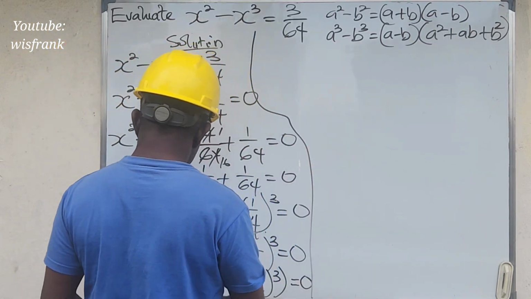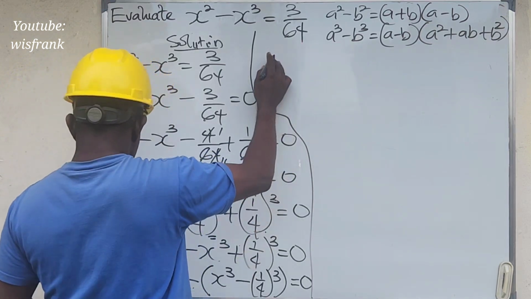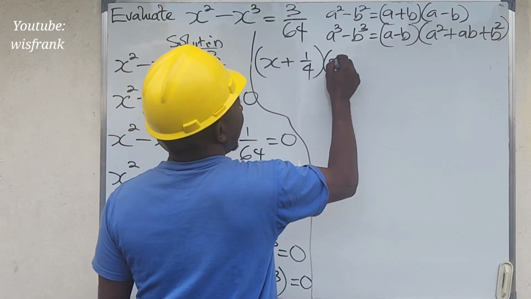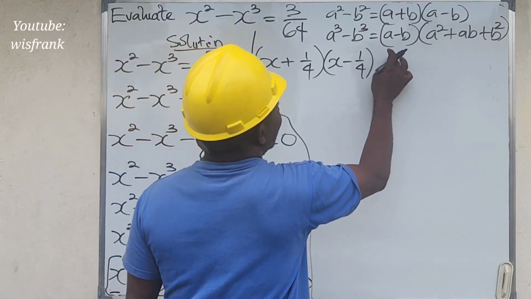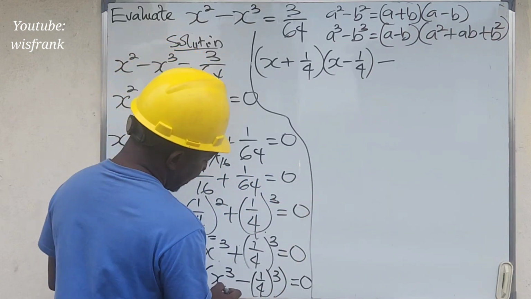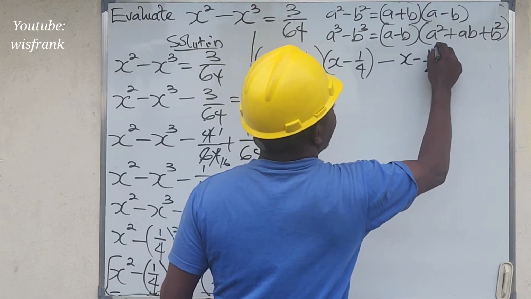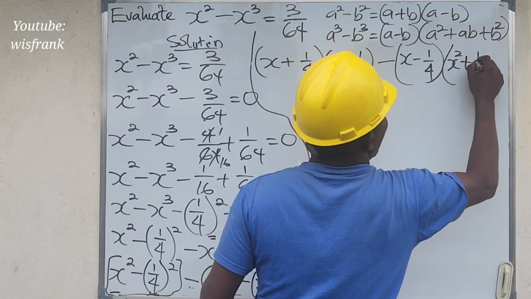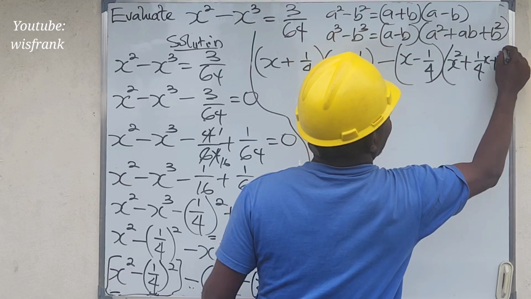Therefore, because this is our a and this is our b, this first side will give us x plus 1 all over 4, because this is our b, all into x minus 1 all over 4. This is for this first side. Then for this other side, we bring down the negative sign, and we have a minus b, where this is our a and this is our b. So this will become x minus 1 all over 4 into x to the power of 2 plus ab, which is 1 all over 4x, then plus b to the power of 2, that is 1 all over 4 all to the power of 2.